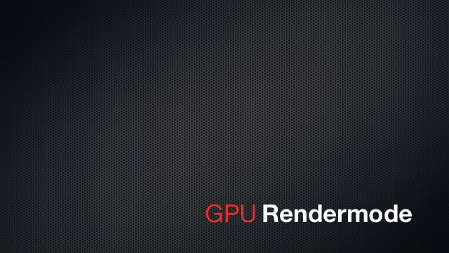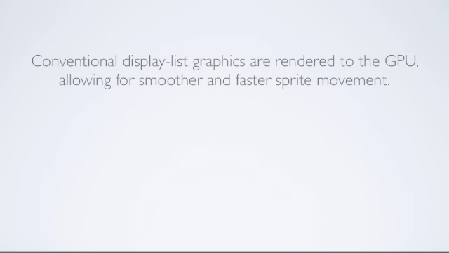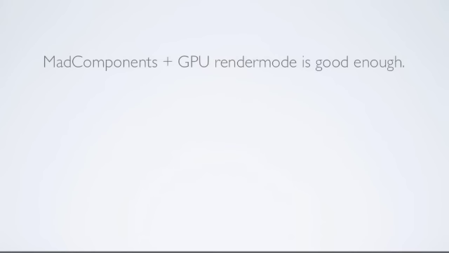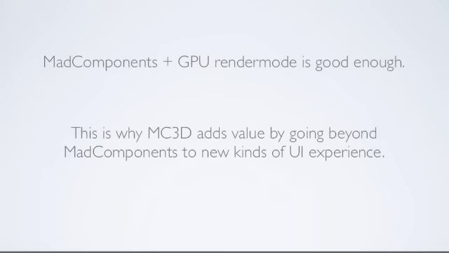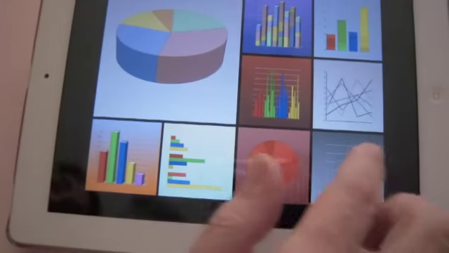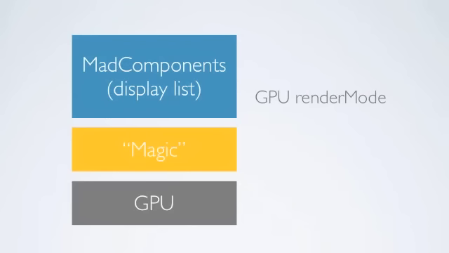I've always been really impressed by GPU render mode, the way it allows you to write conventional display list apps and exploit hardware-accelerated graphics. Now, while developers reported very little improvement with Flex apps, GPU render mode really makes a big difference with MadComponents. So for most mobile apps, MadComponents plus GPU render mode is good enough. So this is why I took MC3D in a different direction, of using Stage 3D to do new stuff, not just improved list scrolling and page slides.